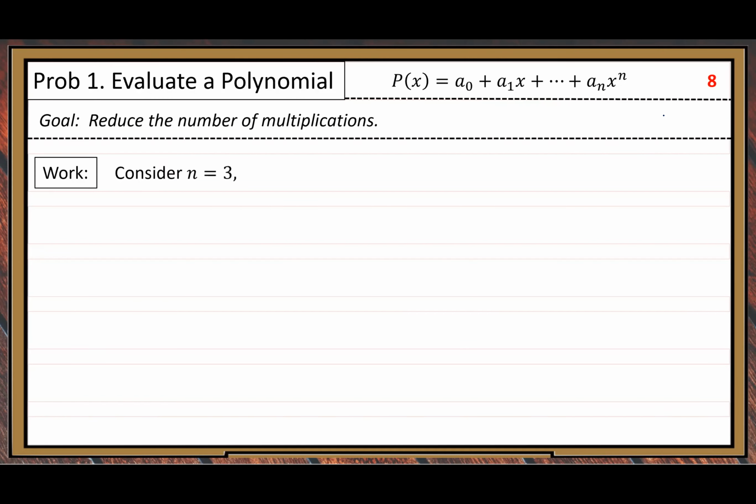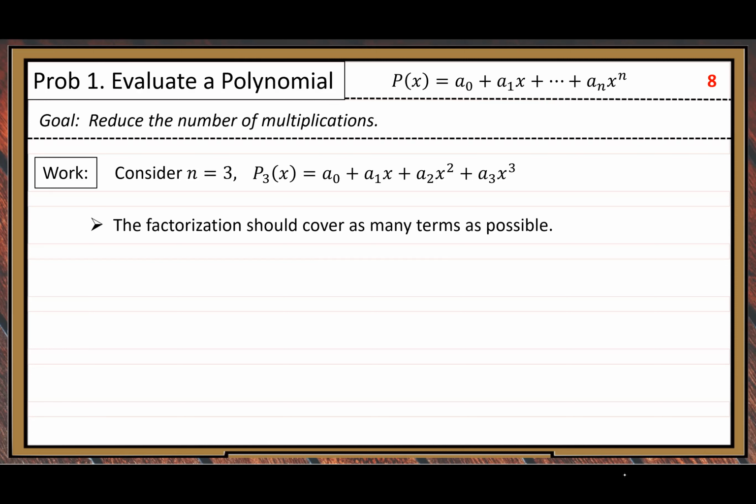So in this slide, let us try n equals 3. For this example, can we use our previous factorization method? Another simple example, n equals 3 in this polynomial. It's a cubic polynomial. N equals 2, that's a quadratic polynomial. Can we apply our factorization method on this cubic polynomial? The degree is not high, so we should have confidence here. Let us try. The factorization should cover as many terms as possible.